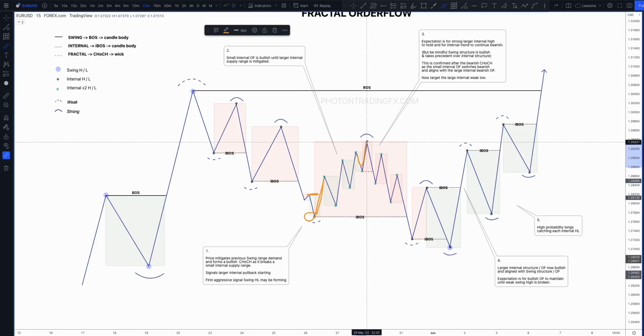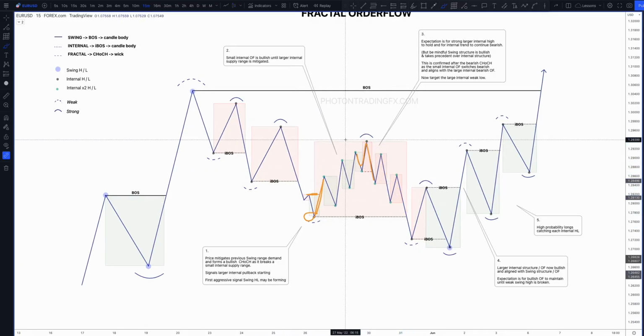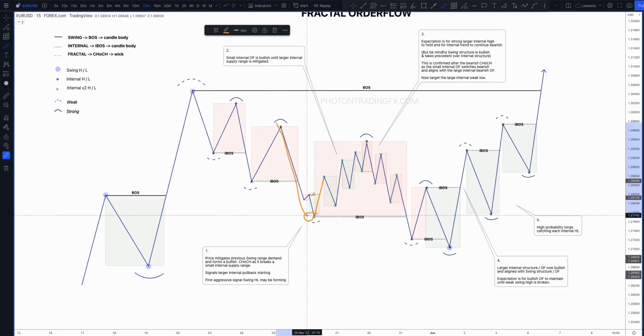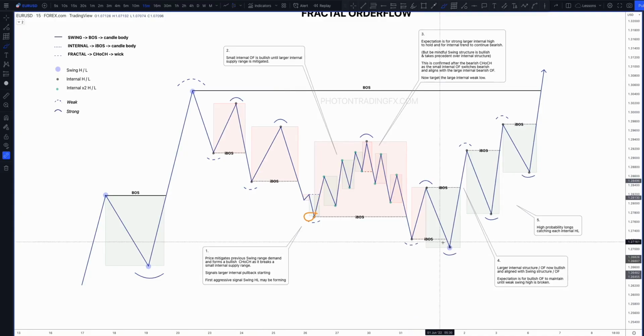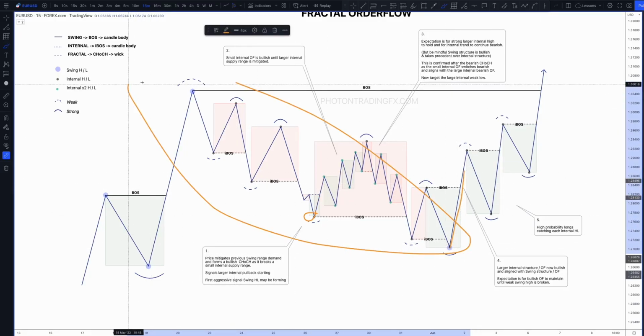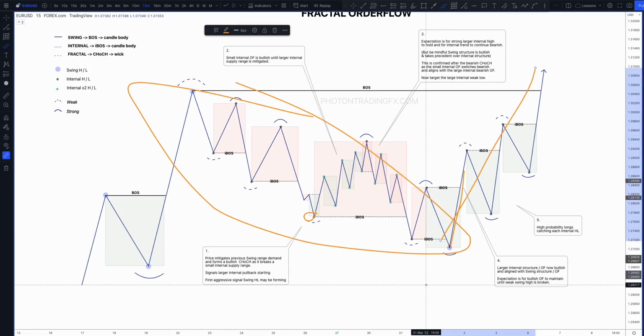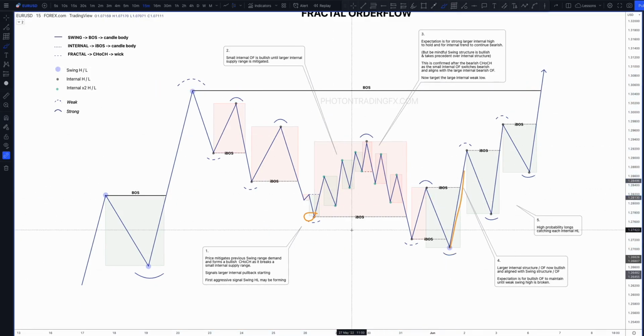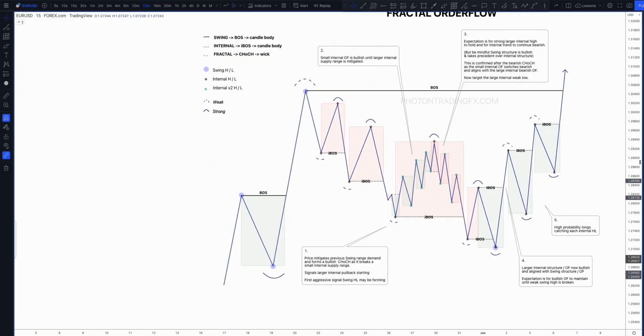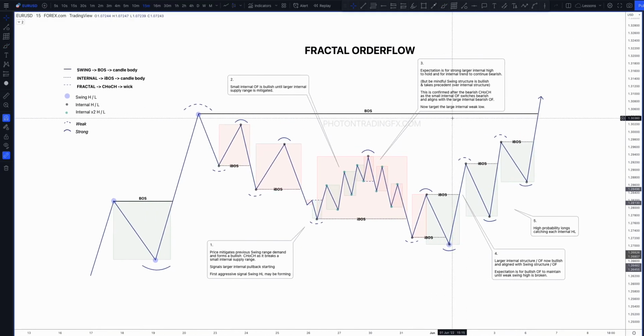Likewise, when we come up here and we get that, whether that's a chalk or just a small IBOS, it's the same thing, because that just signals the internal pullback is over and the next larger internal run is going to go, right? So this small movement here just signals the pullback of the larger movement. The larger break of structure, of the larger internal structure, just signals the end of the swing pullback to get the next swing run. I don't really want to keep talking about it in case it leads to even more confusion, but that's literally what it is.